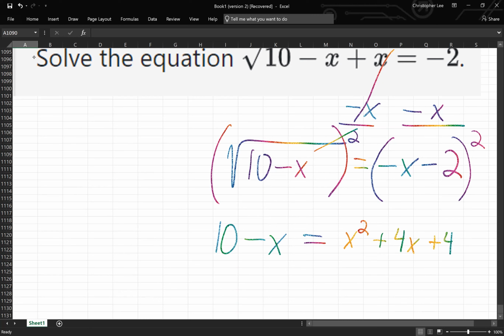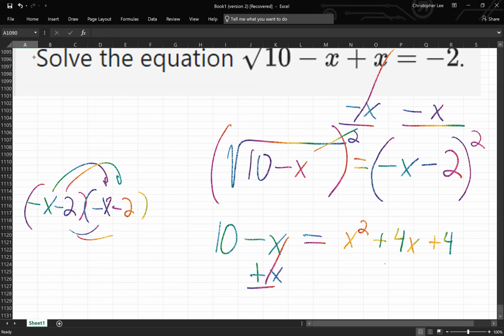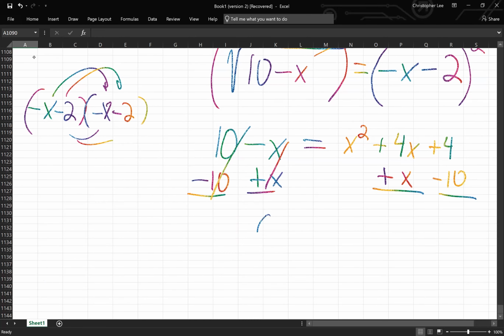What do I do after that? So negative x minus 2 times negative x minus 2, and then just distribute. So I'm gonna add x over here. What I do to one side, I gotta do to the other. What else? Subtract the 10. So now what do I have? I have 0 is equal to x squared. What else?